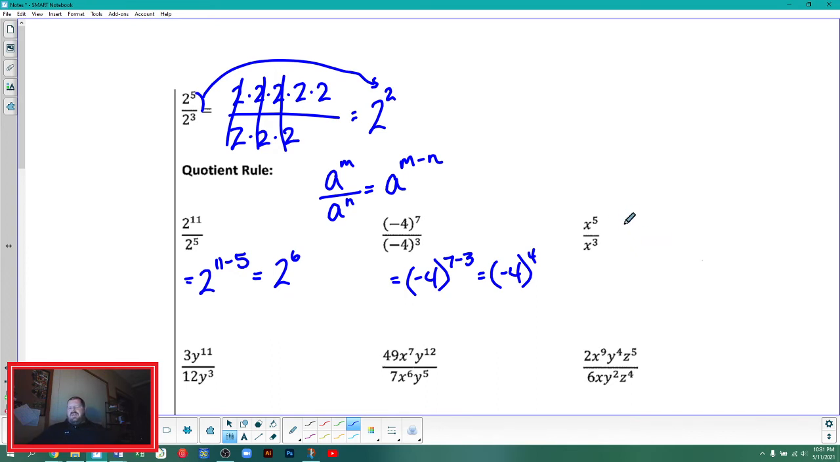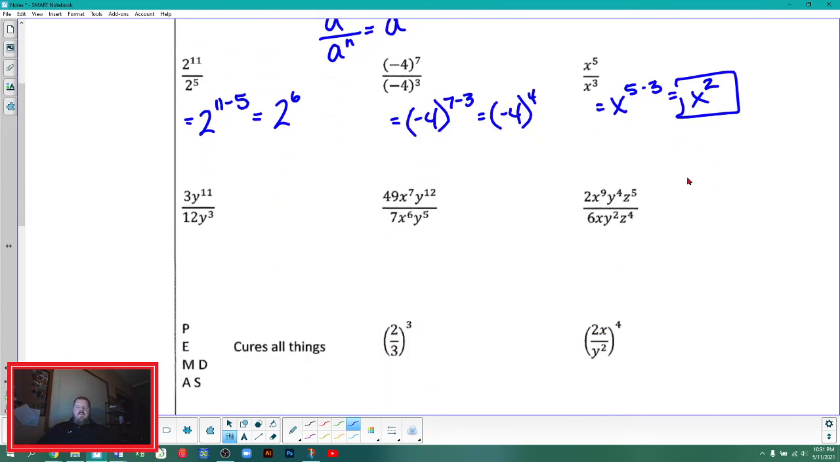And last of the easy ones, I'll say, I have x to the 5th over x to the 3rd. So that's going to be equal to x to the 5 minus 3, which is the exact same as the first problem we had, except for x instead of 2. Okay. Now, if we look at some more complicated ones, we really just want to do what we can with the numbers. If I can reduce numbers, I should reduce numbers. So in these ones, 3 over 12 is going to reduce to 1 over 4. So I'm going to have 1 on top and 4 on the bottom.